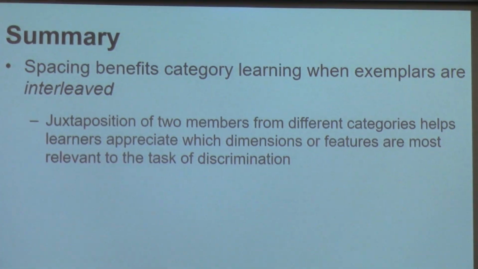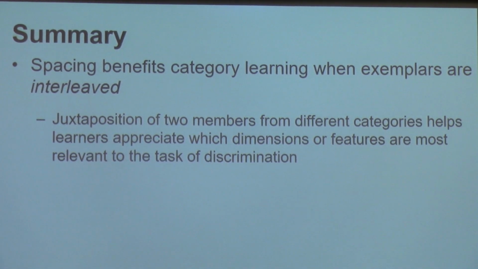So I'm going to summarize all this right now. We talked about how spacing can benefit category learning, but it's maybe not so much temporal spacing per se, at least with the paintings we talked about, but rather when the different examples or categories are interleaved: A, B, C, A, B, C. The explanation is that when we interleave, we're juxtaposing the different categories. When we do that, we probably help the learner appreciate how the categories differ, which dimensions and features we should focus on in order to tell apart A from B, B from C.